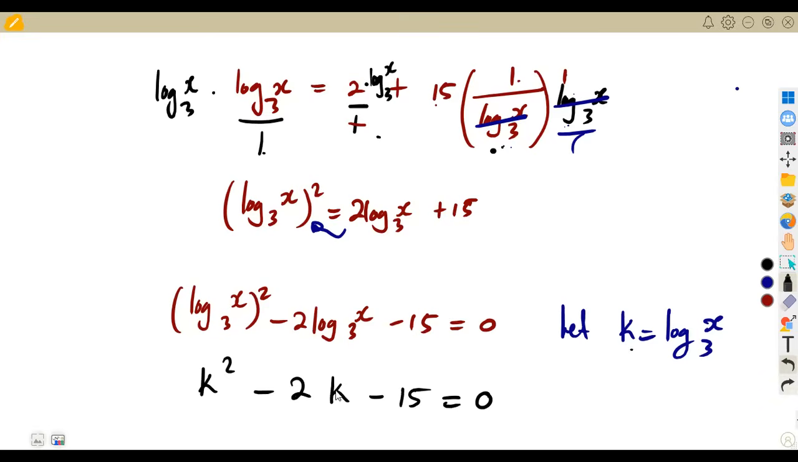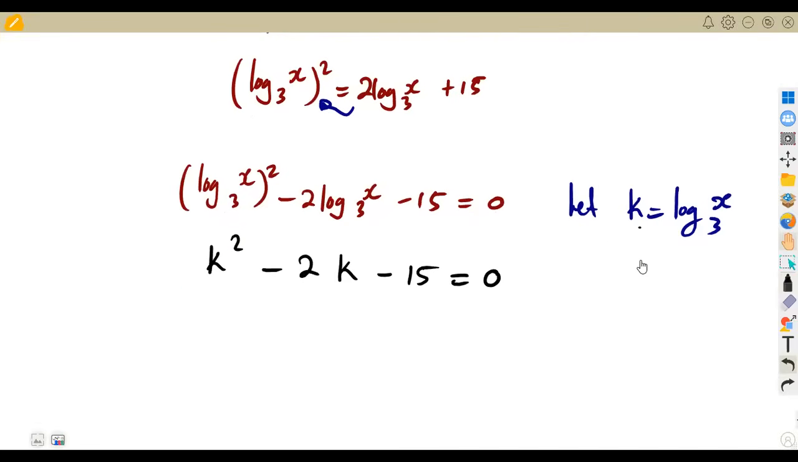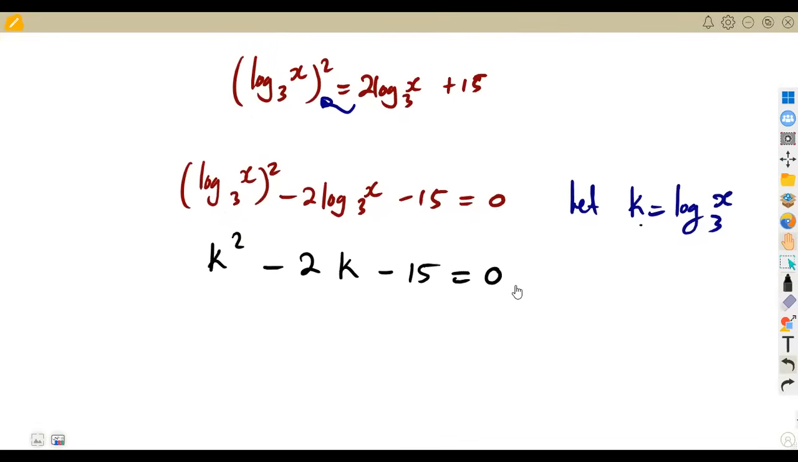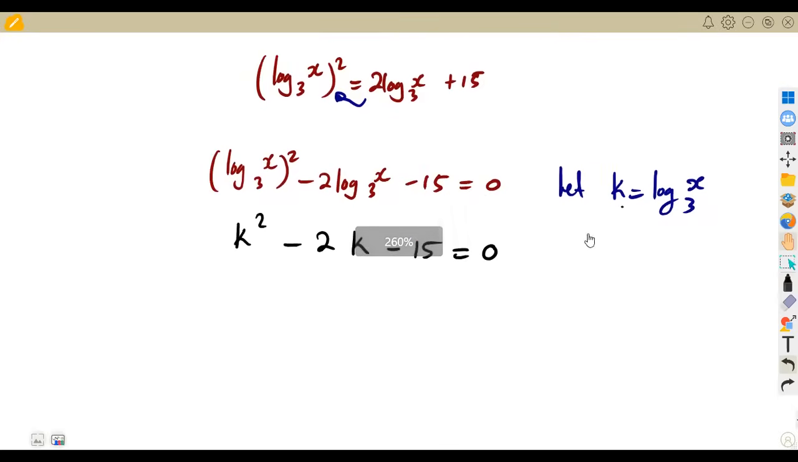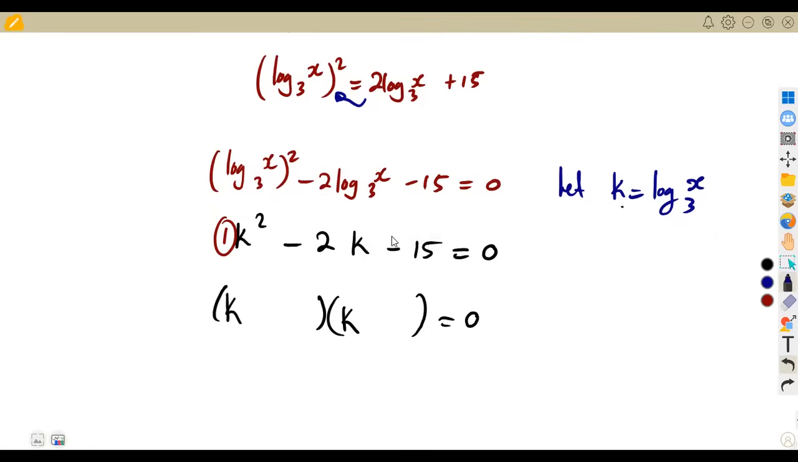So as you can see, I have a normal equation that I'm used to, not the log that I'm not used to. I'm used to something like this. So you can write it in the way that you want. From there, we can factorize. We are going to obtain two brackets and equate them to 0. You can see the coefficient of k squared is 1, so you're going to have k and also k here. Consider the factors of negative 15.